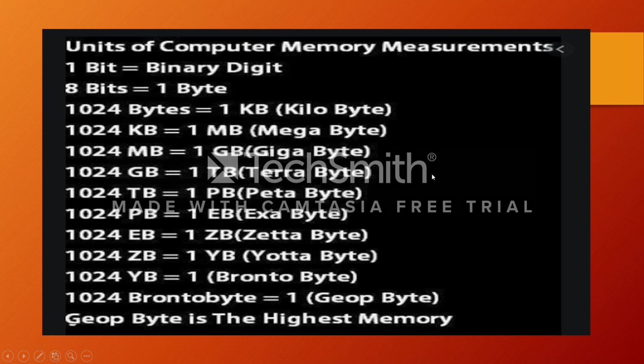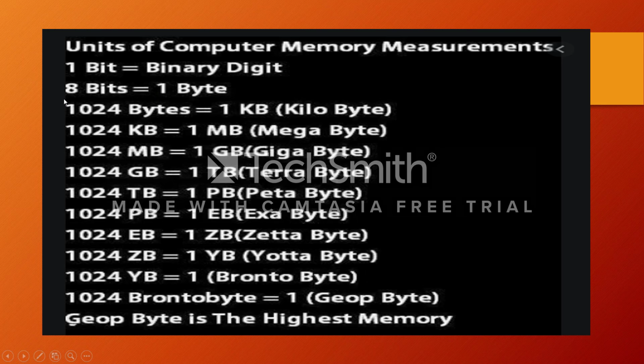Now next, children, we have the units of computer memory measurement. That means how computer memory is divided into different units for storage of data. Like 1 bit, which we have just studied, the binary digit, is either 0 or 1. Then next, children, we have 8 bits. Suppose we have 10101010, it consists of 8 bits. So that becomes our 1 byte.